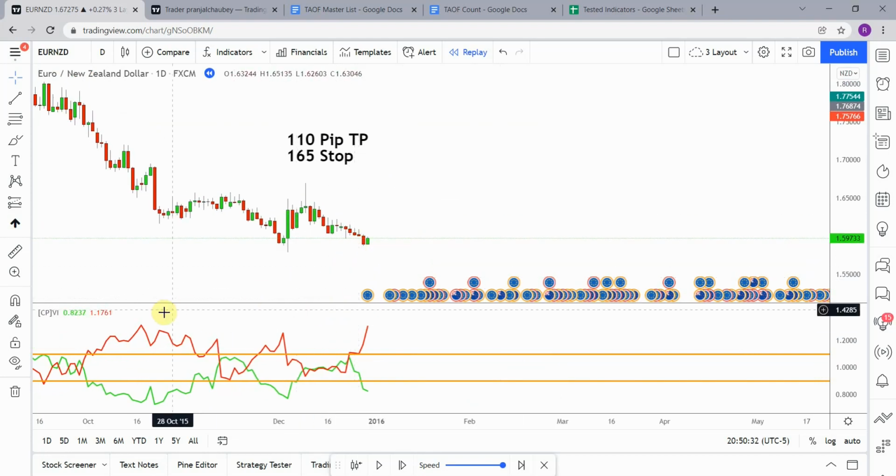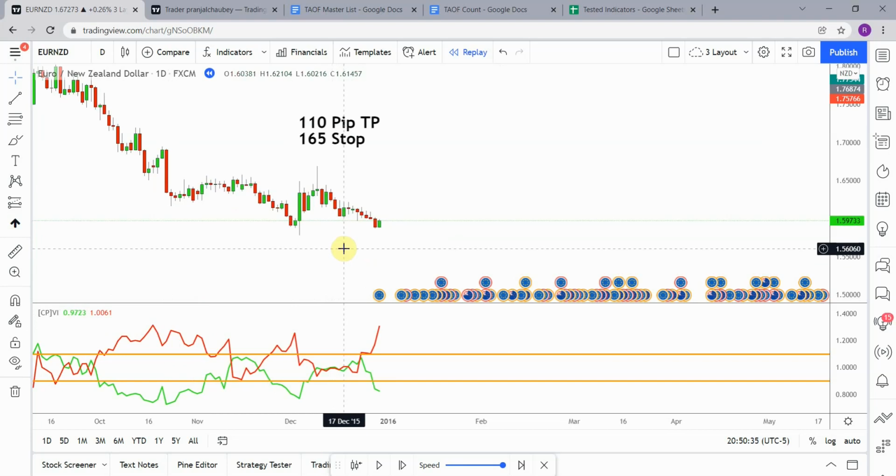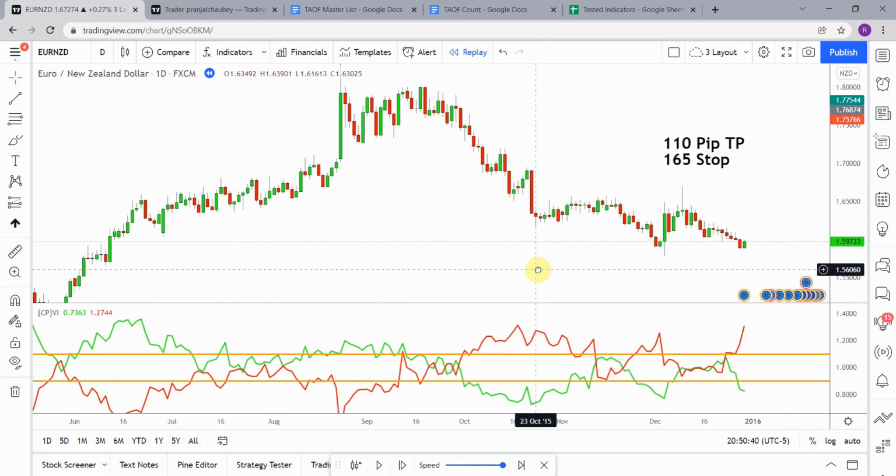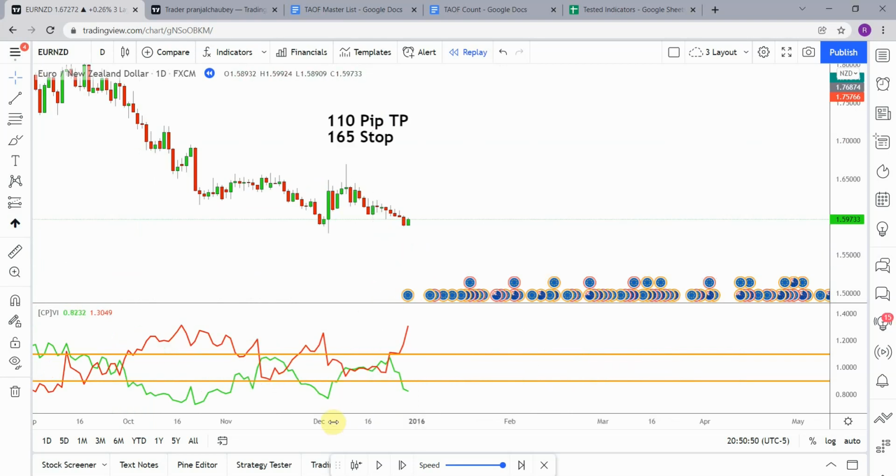So when we get a break of the red band to the upside, then we are going to go short. When we get a break of the green band to the upside, like over here, then we are going to go long. That's the setup that we're looking for. Let's go ahead and get on with the testing and see what we can get out of this.